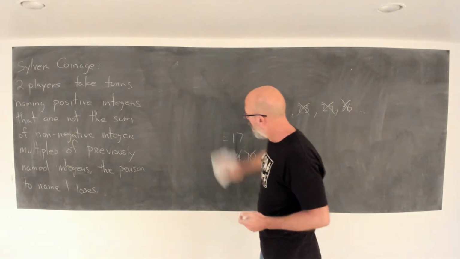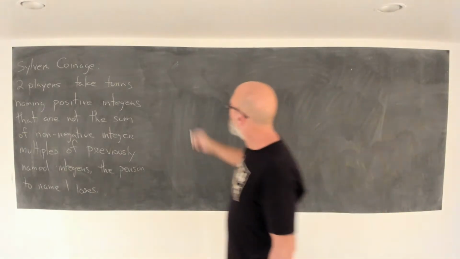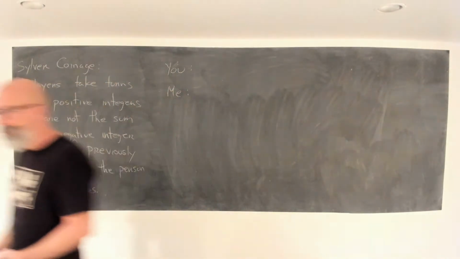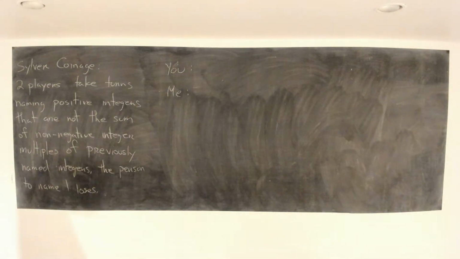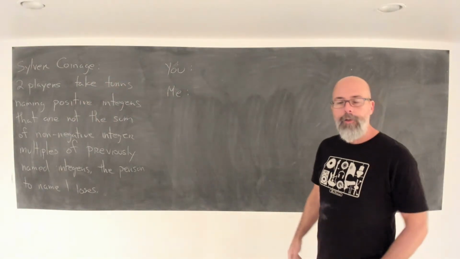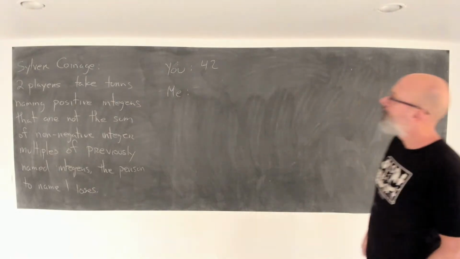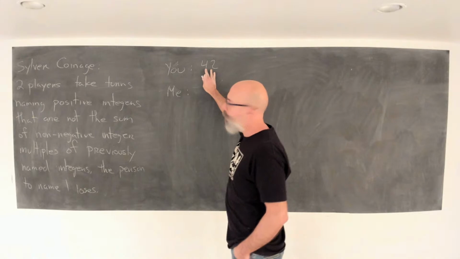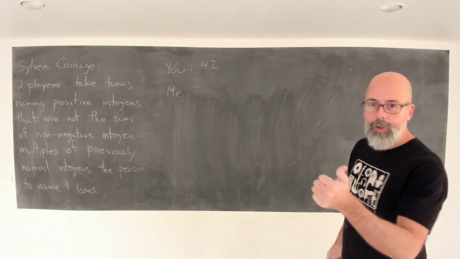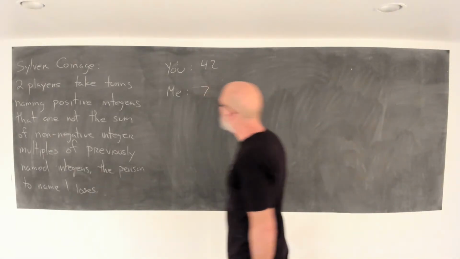Why don't we play a game together? You start. Somebody give me a number to start off with. 42 it is. As long as I don't choose a multiple of 42, I'm good to go. So 42 is out, 84, 126, and so on and so on. Let me choose 7.